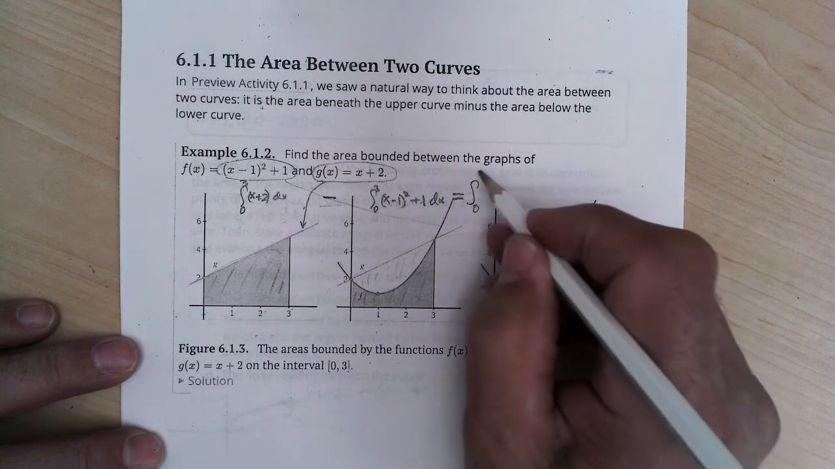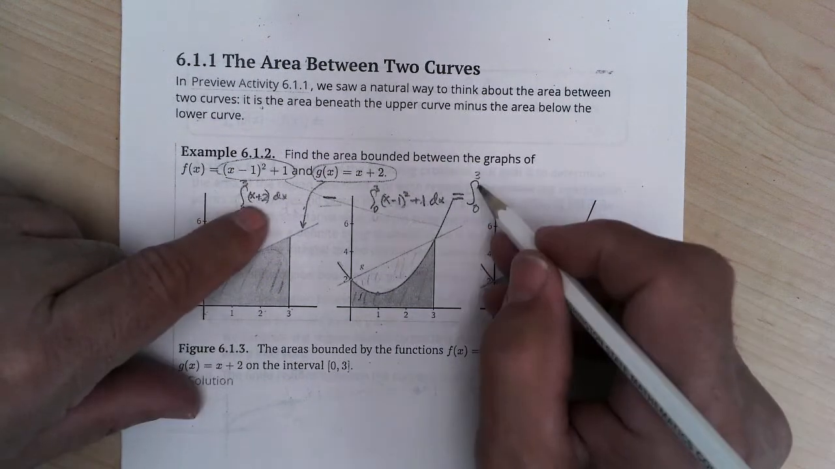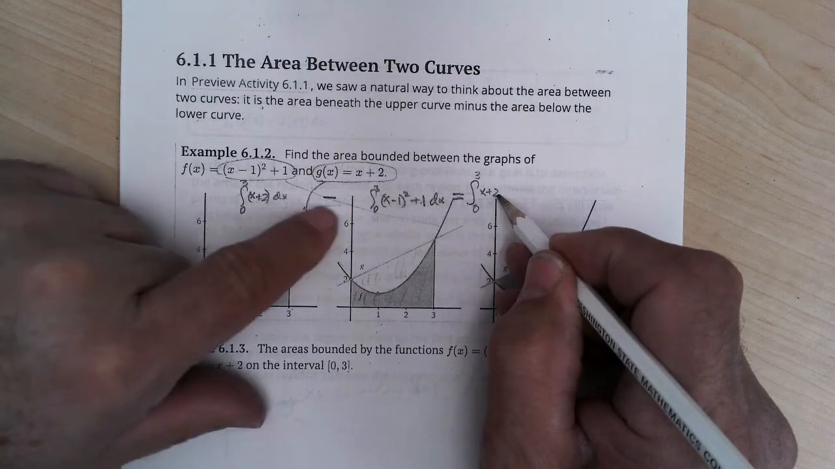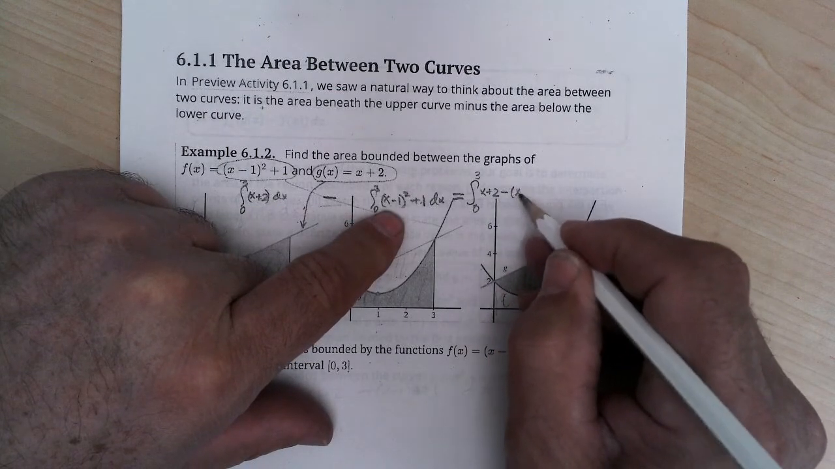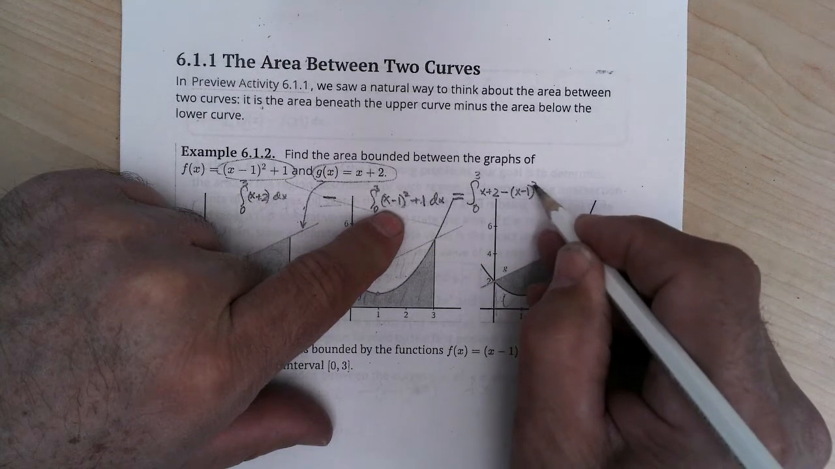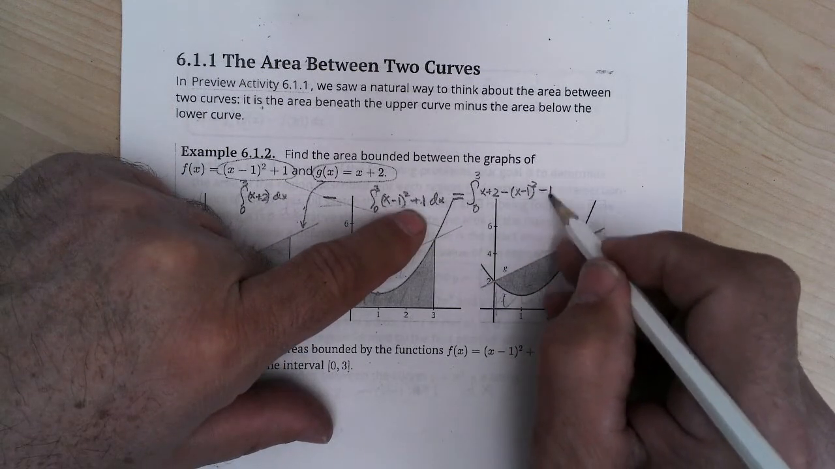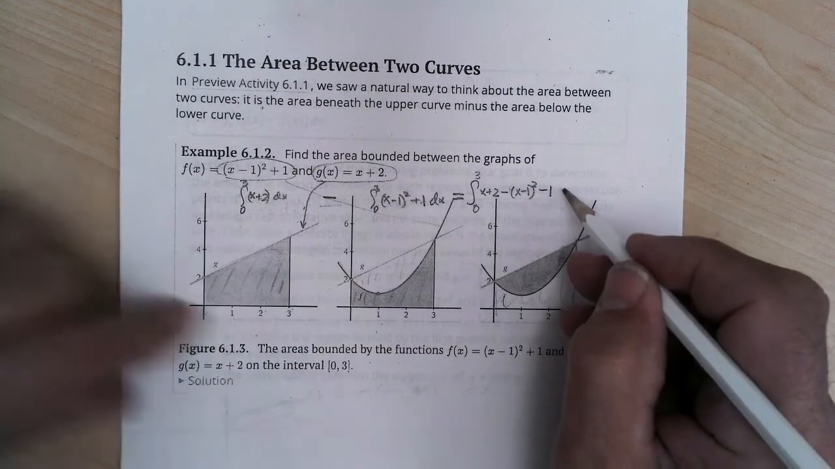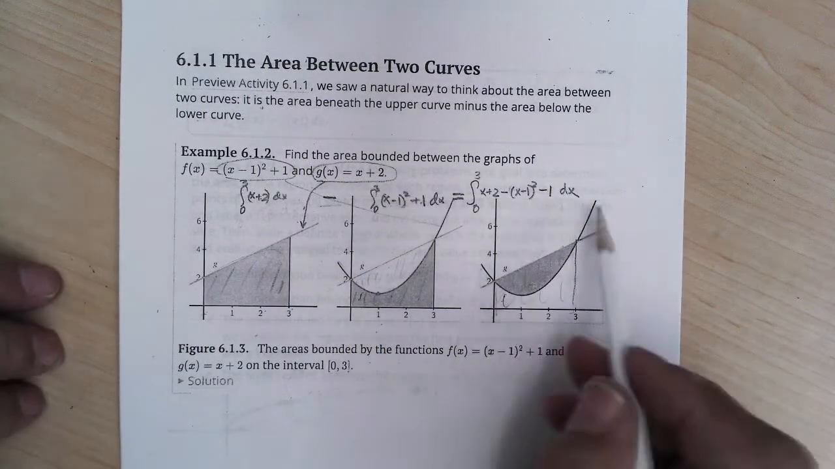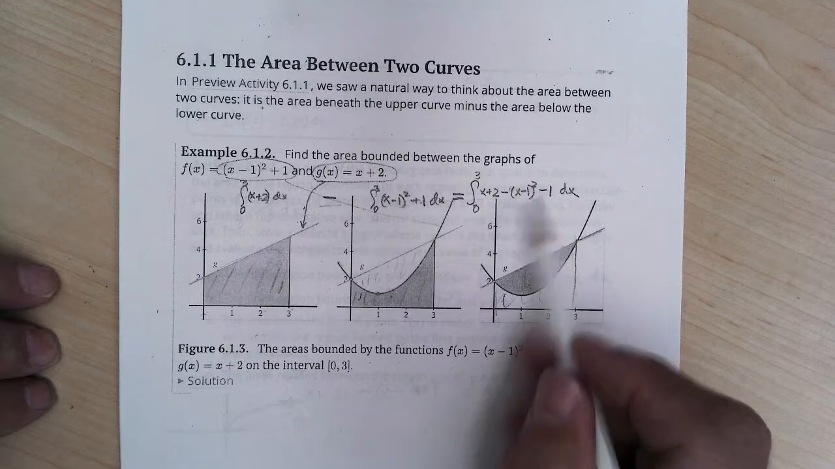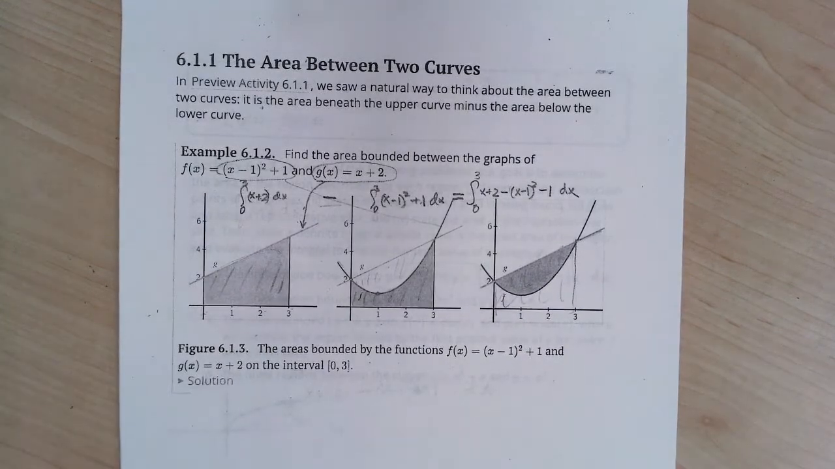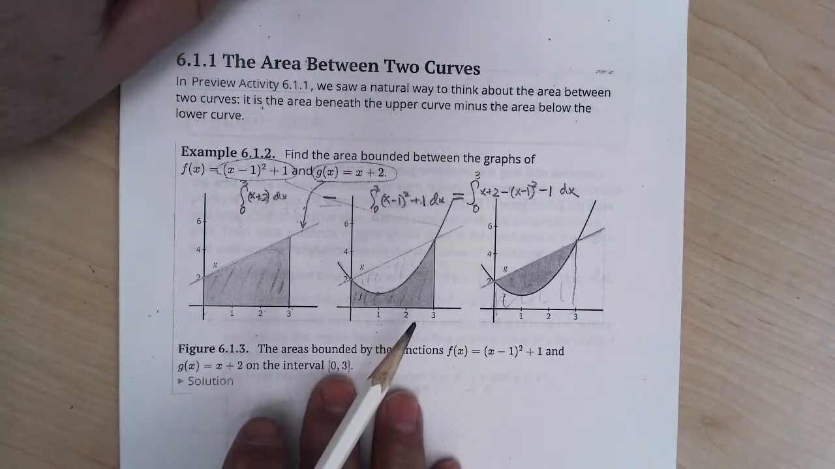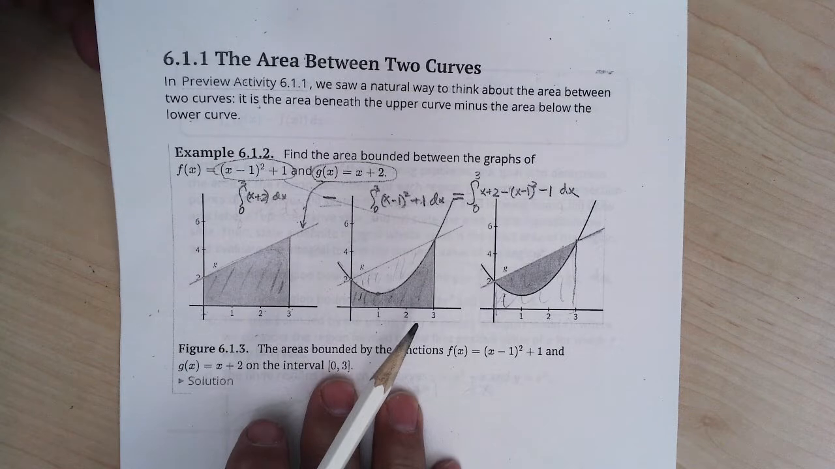from 0 to 3 of x plus 2 minus x minus 1 squared plus 1, or minus this whole quantity, dx. And if I simplify that first and then integrate, I would have the area between. Okay, so that's how you do that kind of problem.